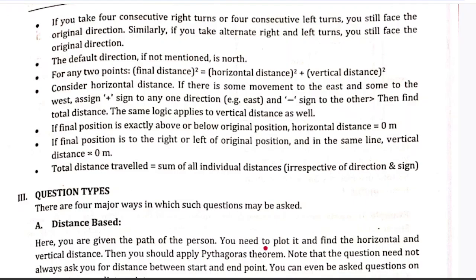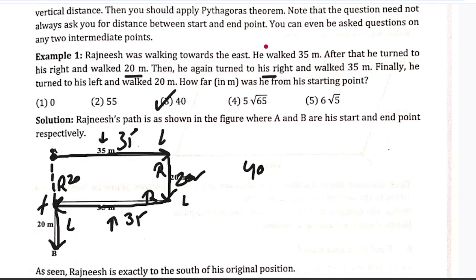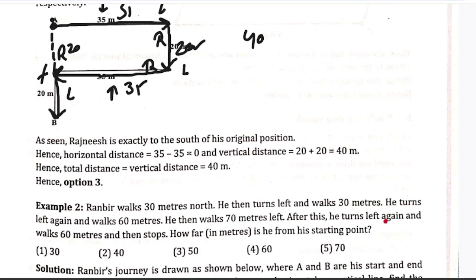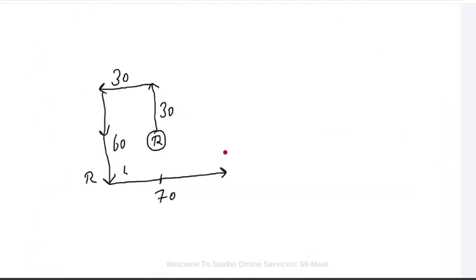And at the end they said, after this he turns left again and walks 60 meters, then stops. This is 60. He should reach back just in line with this 60, but he stopped here. Look at the figure, is this clear?